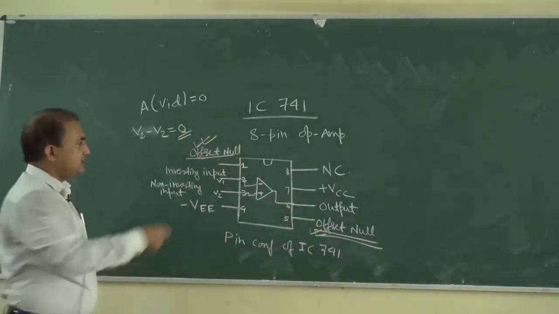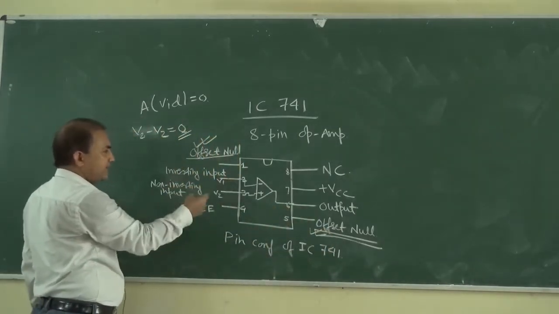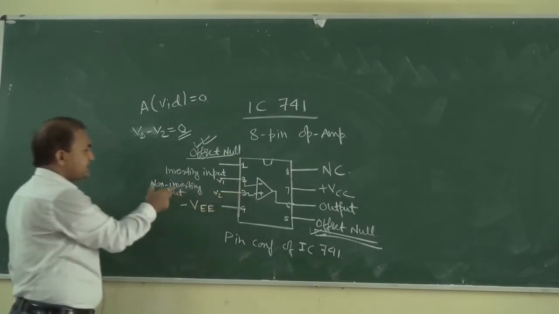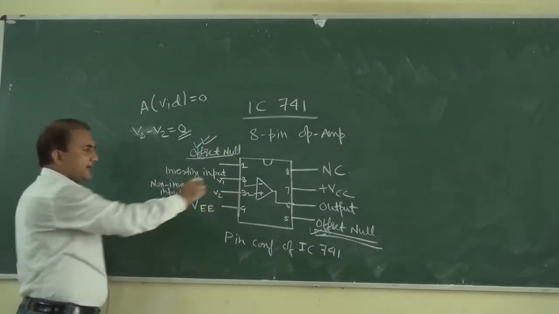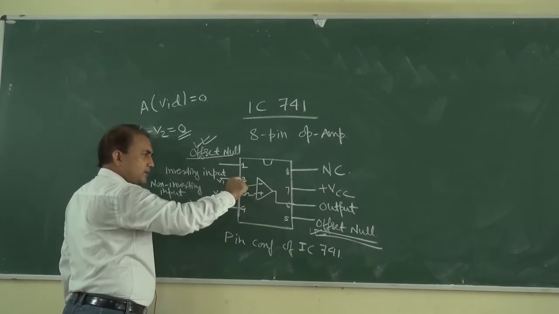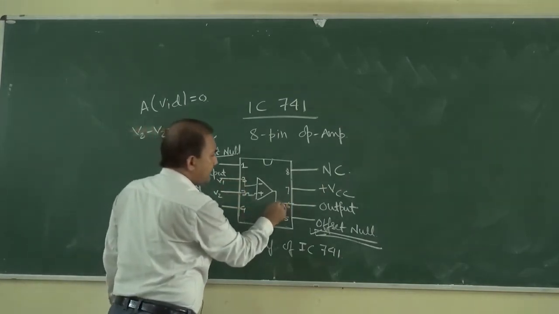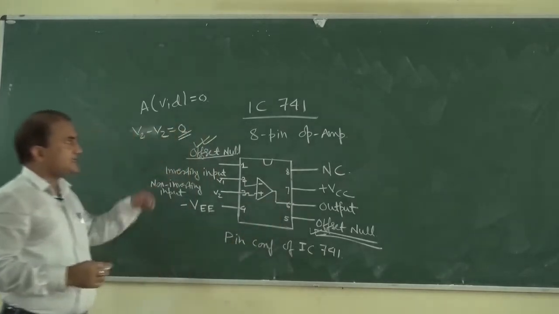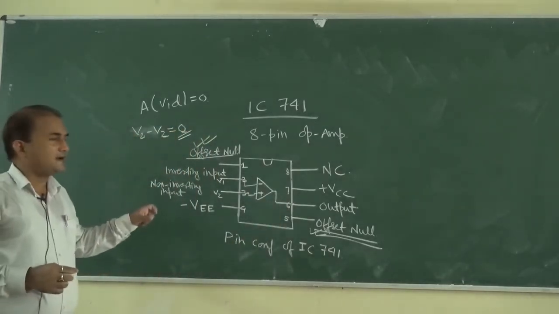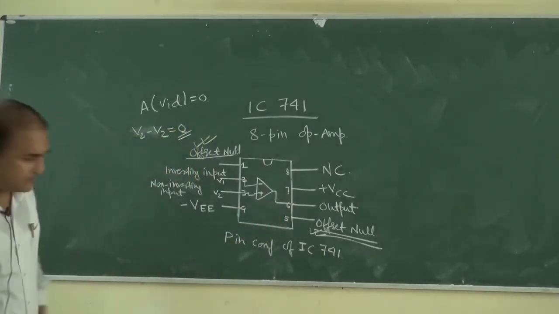Okay, and this is pin number 2, inverting input. Pin number 3 is for non-inverting input. So inputs are applied to pin number 2 and pin number 3, and we are taking output from pin number 6. So this is the pin diagram configuration of IC 741.